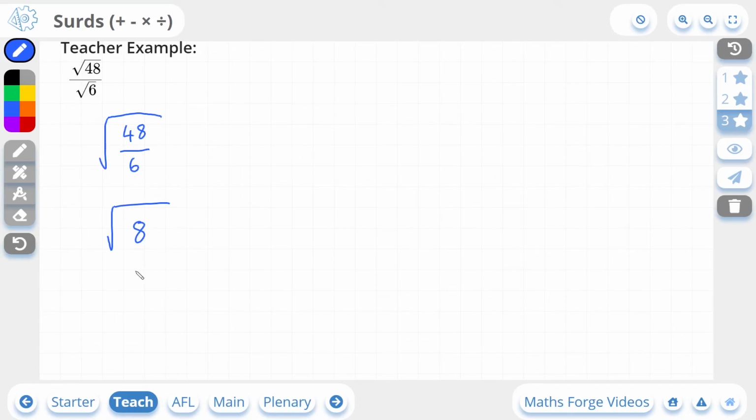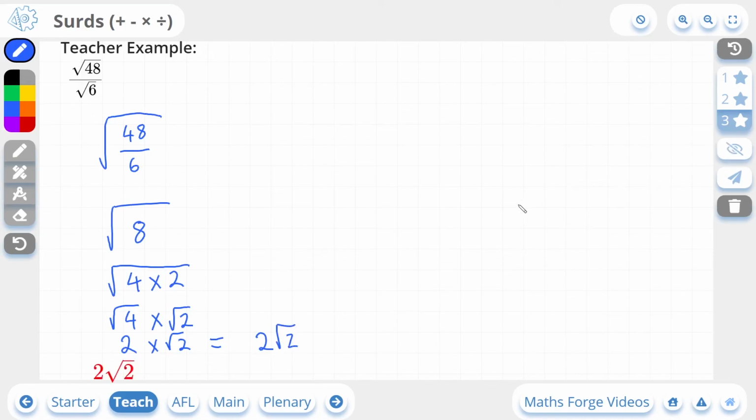And how can we simplify the square root of 8 further? Well, we can break it up into 2 numbers. One of them has to be a square number. I'm thinking of 4 times 2. And of course, the square root symbol distributes over both numbers. And we have the square root of 4 multiplied by the square root of 2. The square root of 4 is 2. And the square root of 2 cannot be simplified. So our final answer should be 2 root 2. And if we check our answer, there it is.